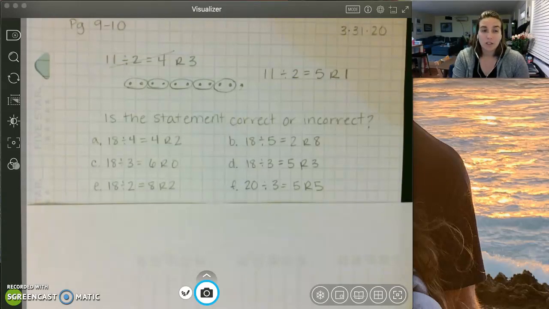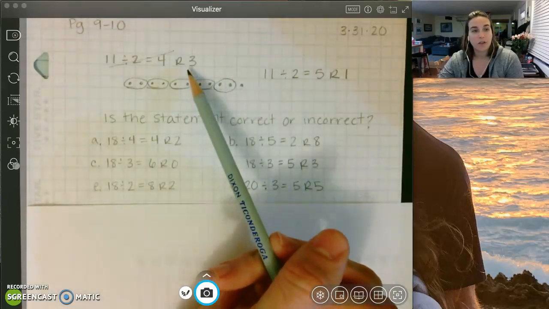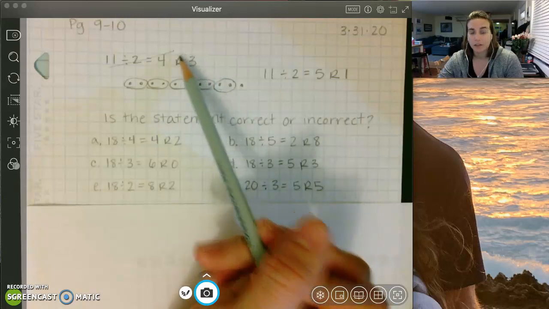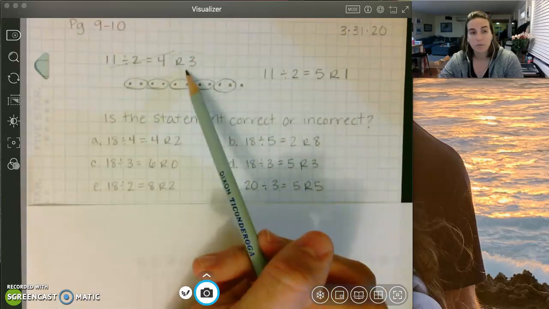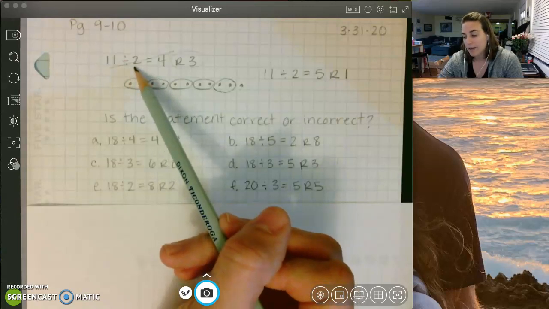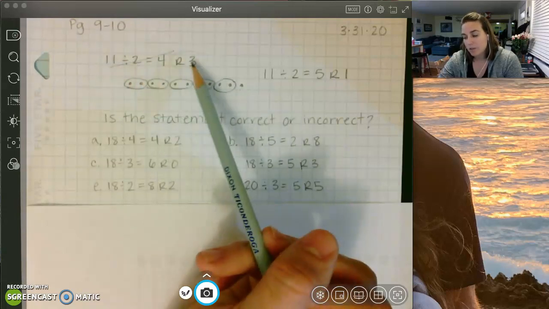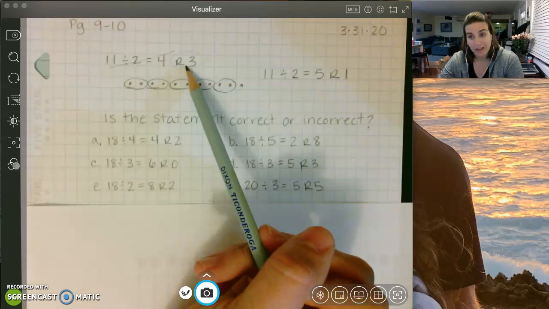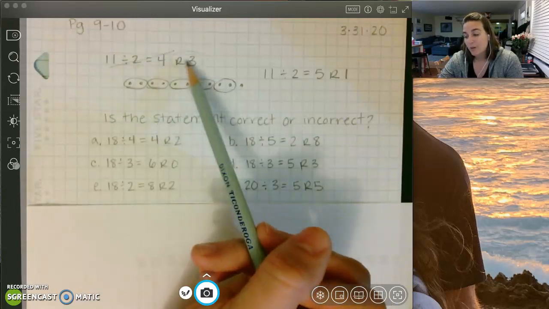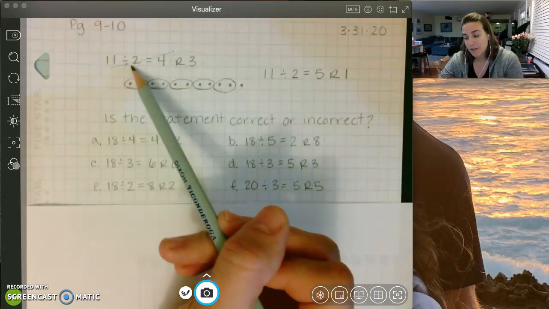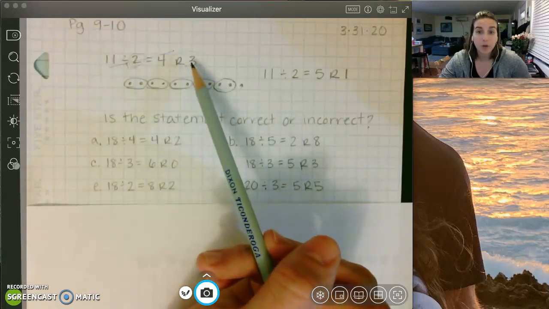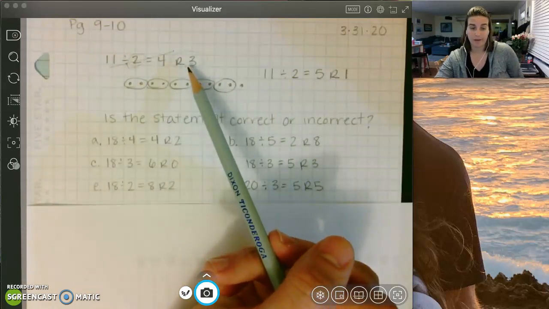So really quickly, just looking at these equations, there's a really simple way that we can figure out if they're correct or not. And the way that we do that is when you look up here, your remainder, we had a remainder of 3, and we were dividing by 2. Can 2 go into 3? Yes. So we know that there can't be a remainder of 3 because we can still include that 2, another group of 2, within that 3.